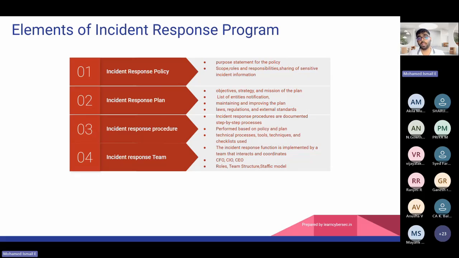Next, I come to the plan. For the plan, we need to keep it on objective: the strategy, the mission of the plan, the list of entities to notify, maintaining and improving the plan, laws, regulations, external standards. So in the response plan, we need to adhere to the respective industry plan. One size will not fit all. For example, Mango Private Limited created an incident response program.